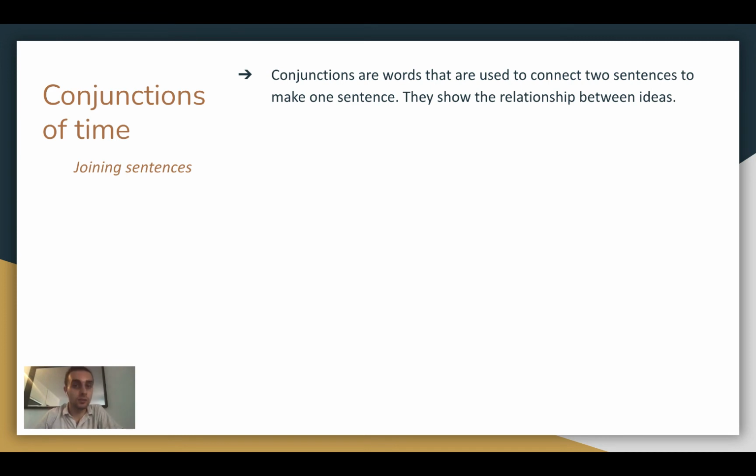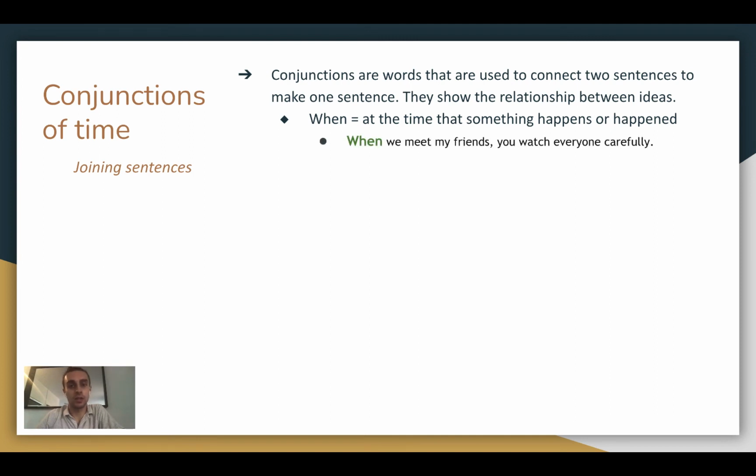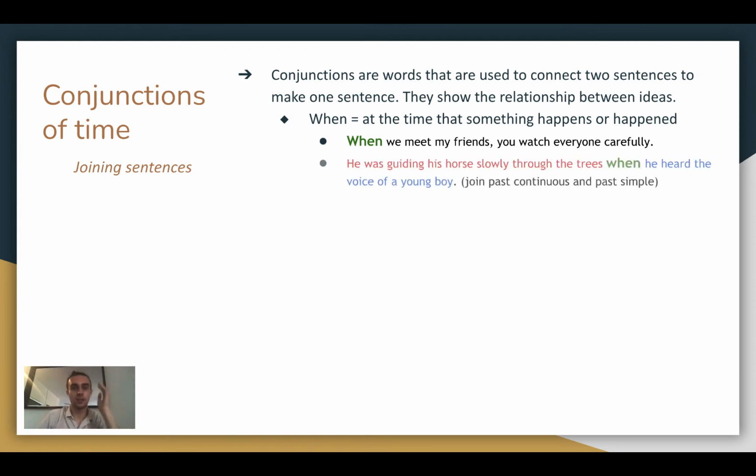So they show the relationship between ideas. When is a conjunction, which means at the time that something happens or happened, right? So it said, when we meet my friends, you watch everyone carefully. So at the time that we meet my friends, you watch everyone carefully. So when can mean a time in the future. When we meet my friends on Friday, you watch everyone carefully.